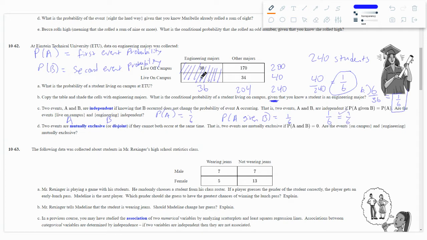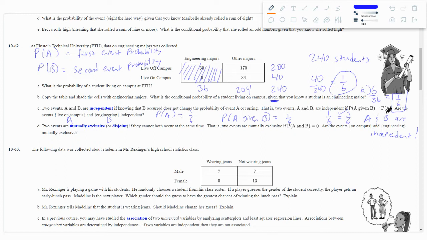That checks out. So this means these two events, A and B, are independent. That's our answer for part C there. Okay, so independent again: if these two probabilities are equal to each other, that means they are independent. This is very important to know for this homework and the rest of this lesson, the rest of this chapter.